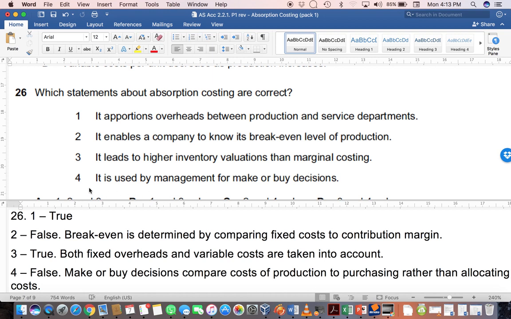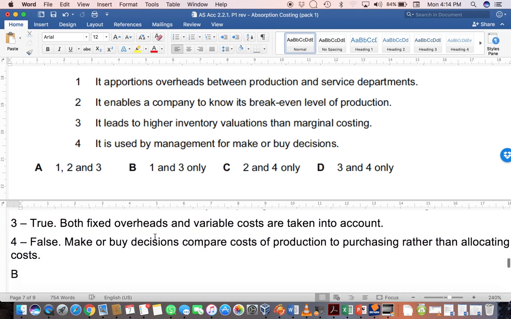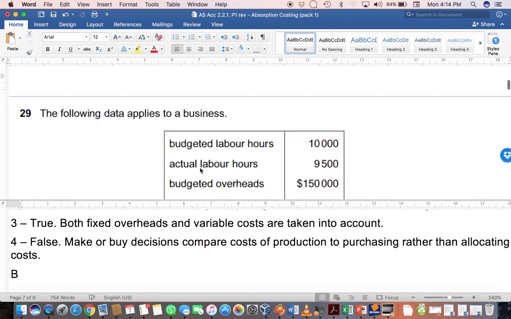Number 4, it is used by management for make or buy decisions. This is false. A make or buy decision simply refers to deciding what is the cost of making the product compared to what is the cost of buying the product from somewhere else, and then seeing which is going to be the cheaper alternative. This does not refer to absorption costing at all. So our options available that we want are numbers 1 and 3, which are both true. So therefore, B will be the answer that you need to select.